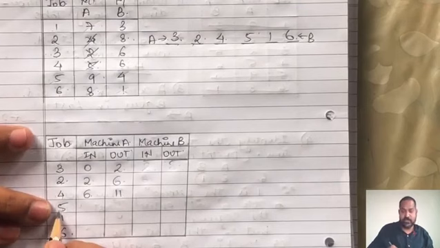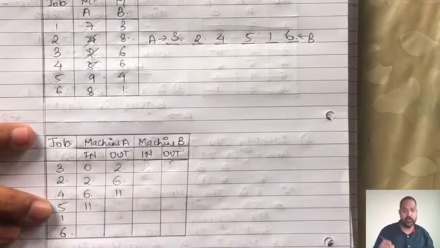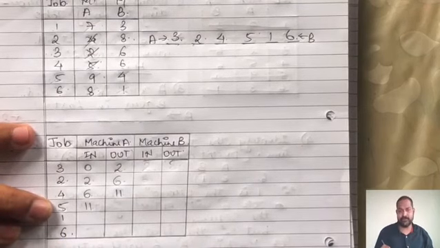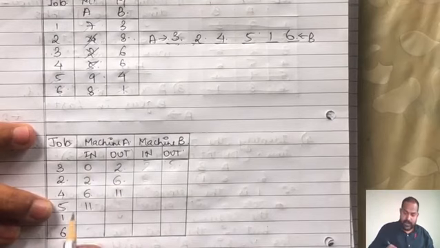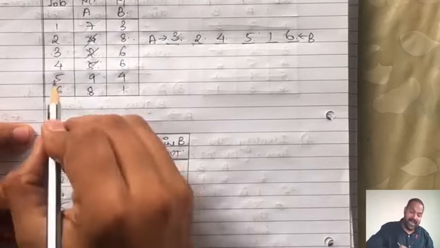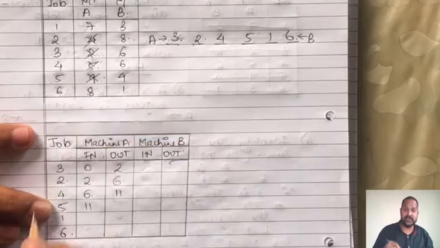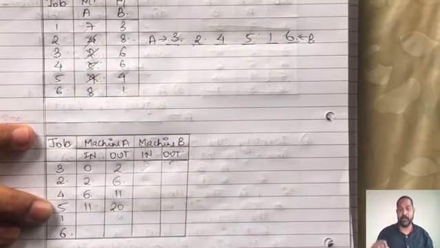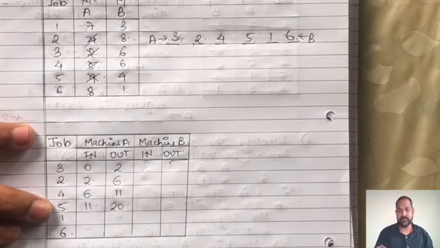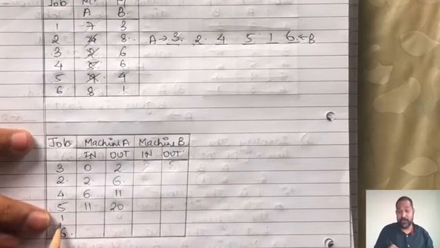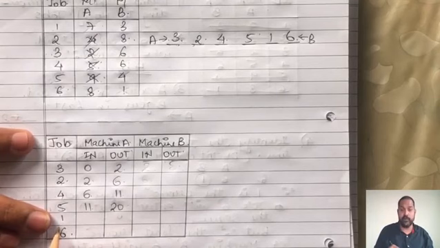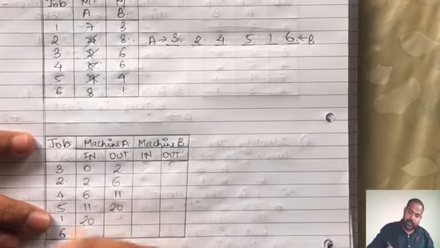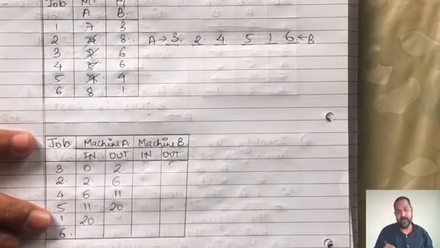When will it pick up the next job, 5? It will pick up the next job 5 at 11. 5 on A takes 9 hours. 11 plus 9 is, it will be done by 20 hours. When will we pick up the next job? Well, the next job will be picked up at 20, because it just got done with 5 at 20.